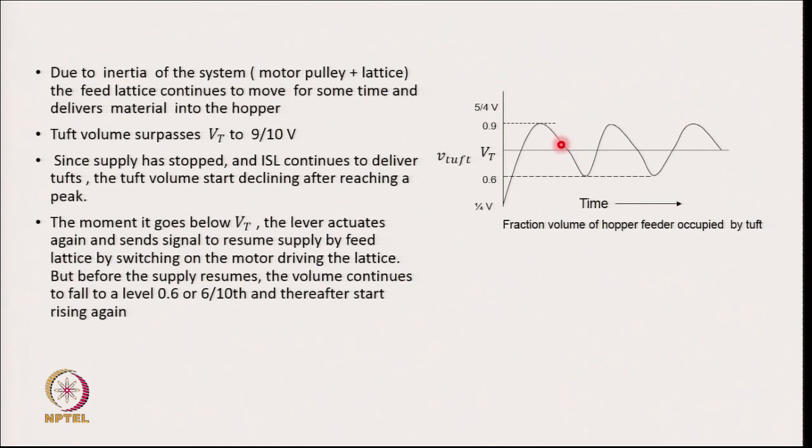So, therefore, the volume of material or volume of top within the bin is going to decline from the target value to some extent, and by the time the feed lattice starts its movement, the volume of top within the bin keeps rising again. So, what we see here now, that before the supply resumes, the volume will continue to fall to a level of almost 0.6 or 6 by 10th, and thereafter it starts rising again.